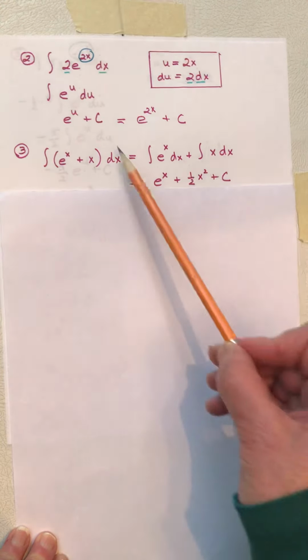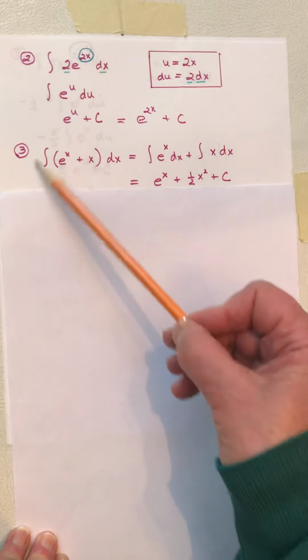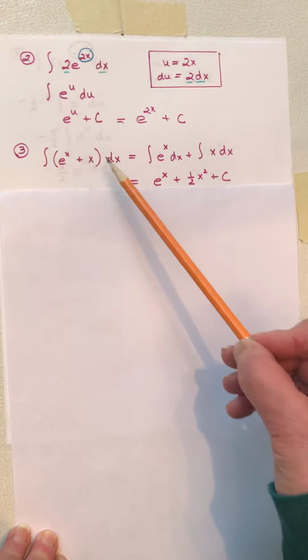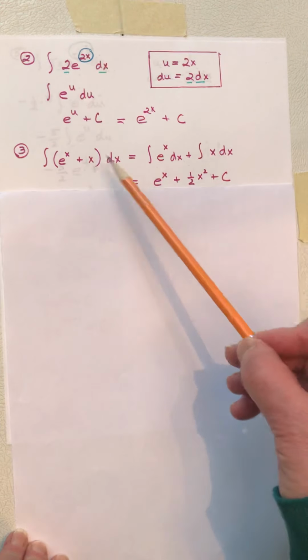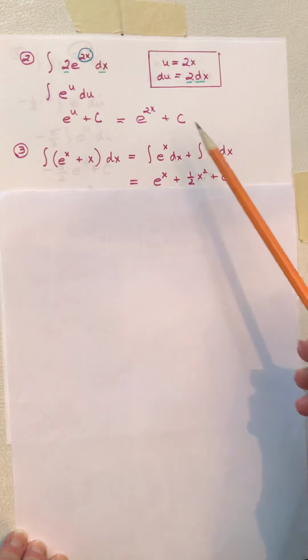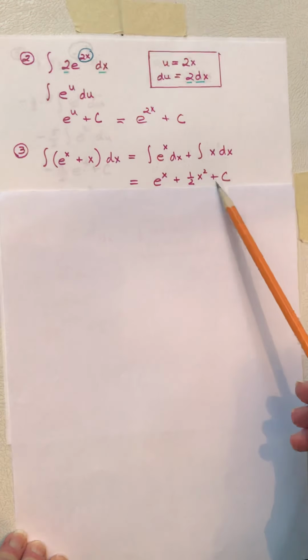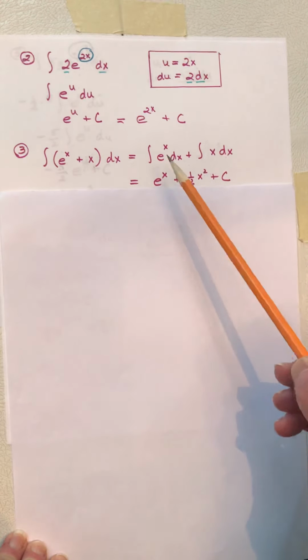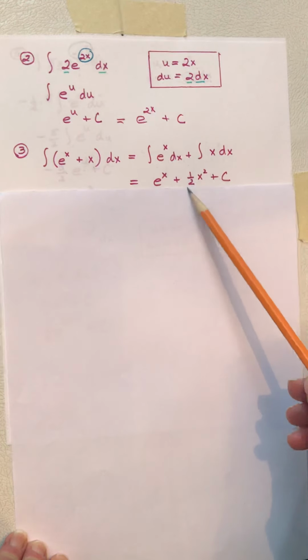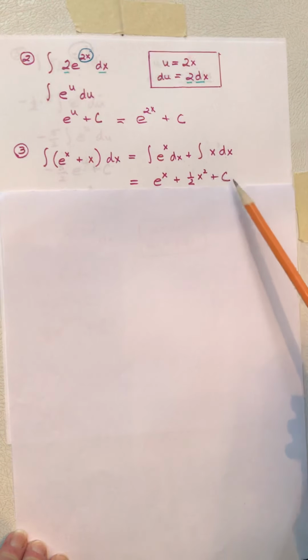So this problem is a combination of what we learned today, the integral of e to the x, and what we learned in previous lessons, how to integrate x. They're separate because they're separated by a plus sign. And then, of course, we put in our plus c. So our answer is e to the x plus 1/2 x squared plus c.